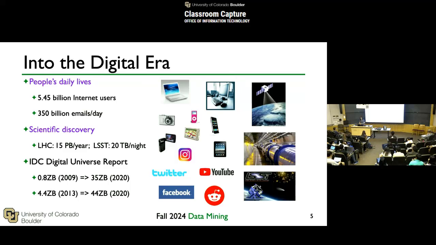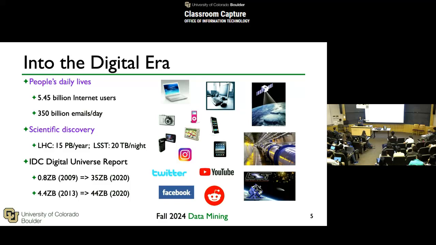But what's interesting is that in 2009, the world together was producing 0.8 zettabyte of digital data. Back then, they estimated that by 2020 you would be looking at 35 zettabytes. That was a prediction. Then later in 2013, they said now we're looking at 4.4 zettabytes in 2013, and the updated prediction for 2020 was 44 zettabytes, okay?